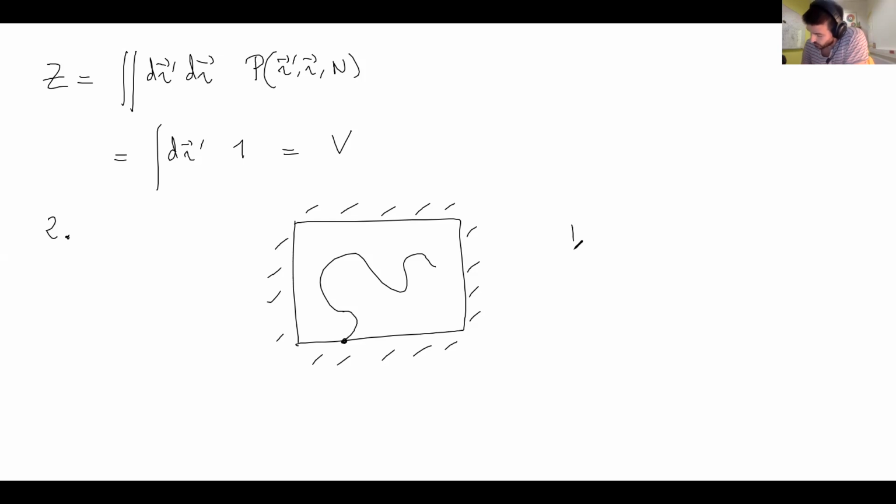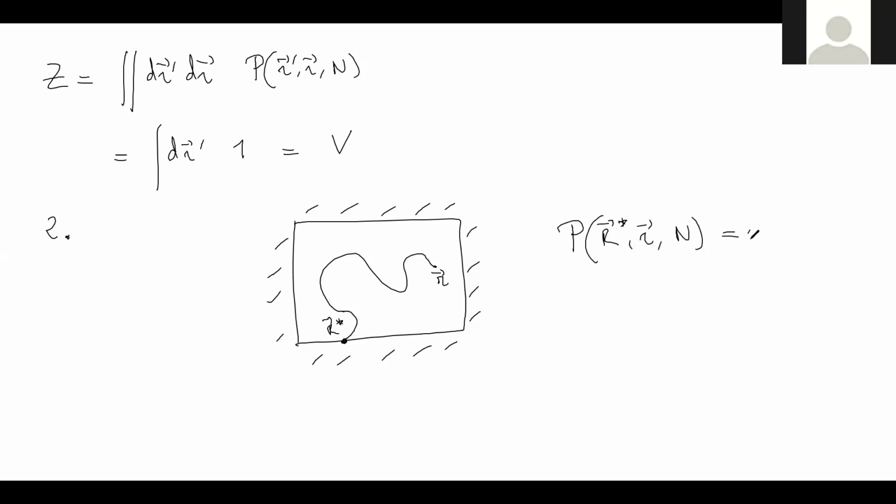So we will say that the probability of starting here, this is R star, and this is the final point R, R star to R in n steps, is 0. This is true for any n, and any R star belonging to the wall. The volume being, let's say, V, I can call delta V the surface of my volume, and any R belonging to V.